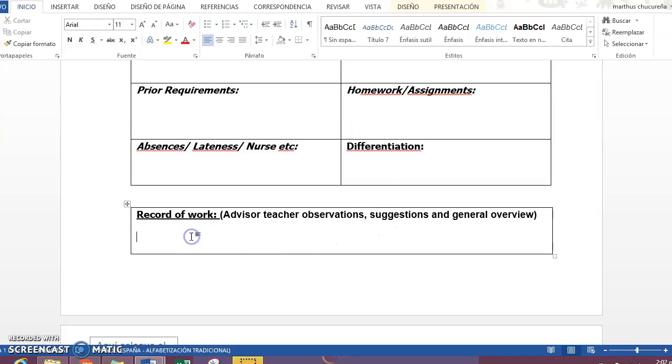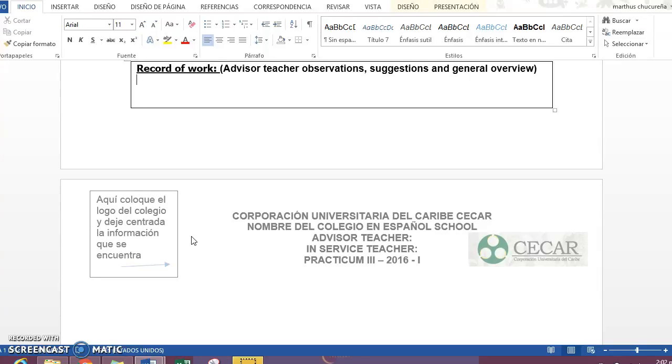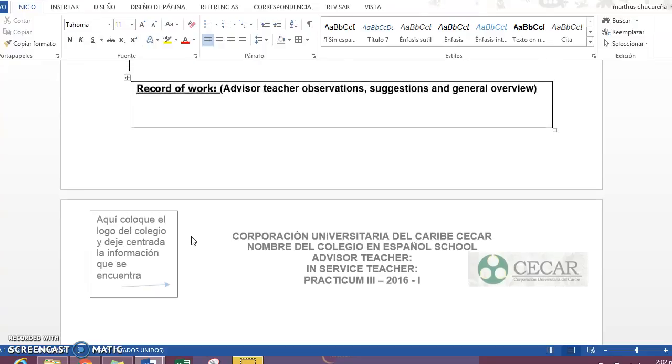Here, the idea is that the teacher who is advising you in the school you choose in order to make your small practicums or observations is going to write something. If you give the class, if you don't have the opportunity to give the class, it's just an empty space, so there isn't any problem if you don't fill this space.